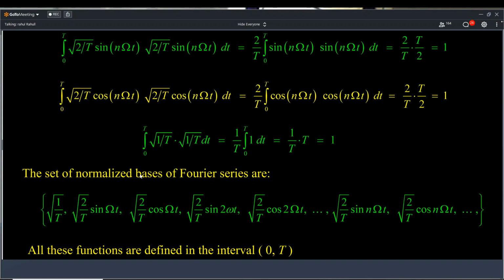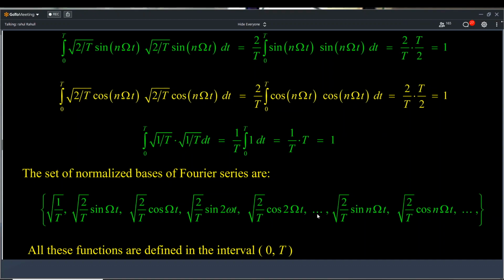That's why the set of normalized basis of the Fourier series is given by under root of 1 by T, under root of 2 by T sine of omega t, under root of 2 by T cosine of omega t, under root of 2 by T sine of 2 omega t, and so on. So this is the set of orthonormal functions. Sines and cosines are orthogonal, but not orthonormal, so we are forcefully making them orthonormal, with the norm of sines, cosines, and unit step functions being unity.